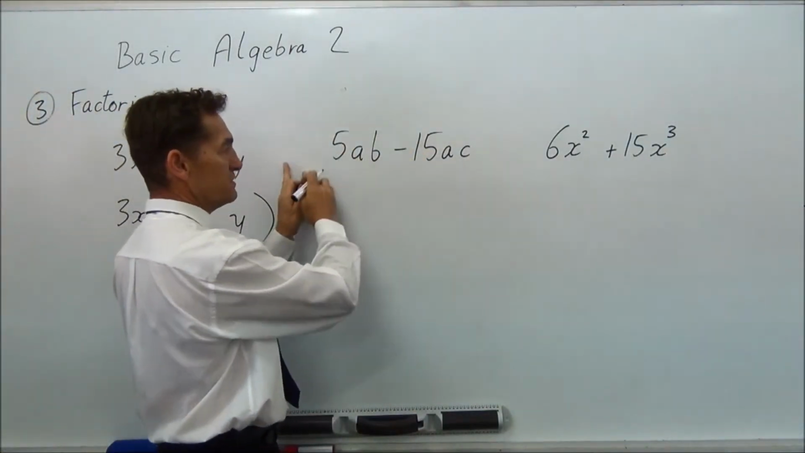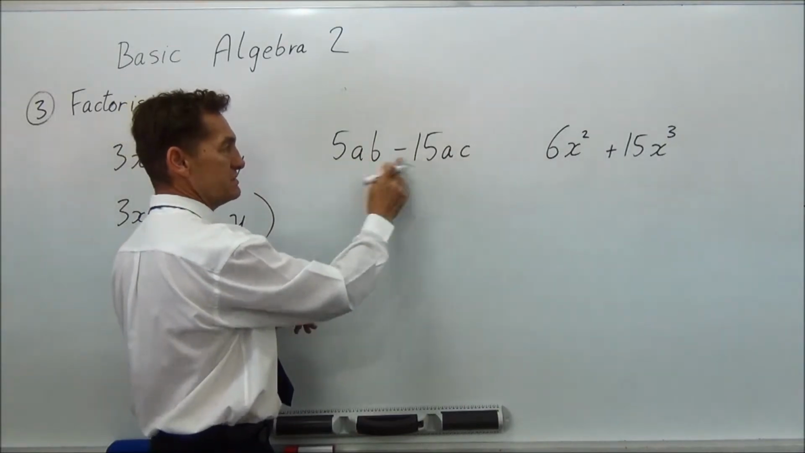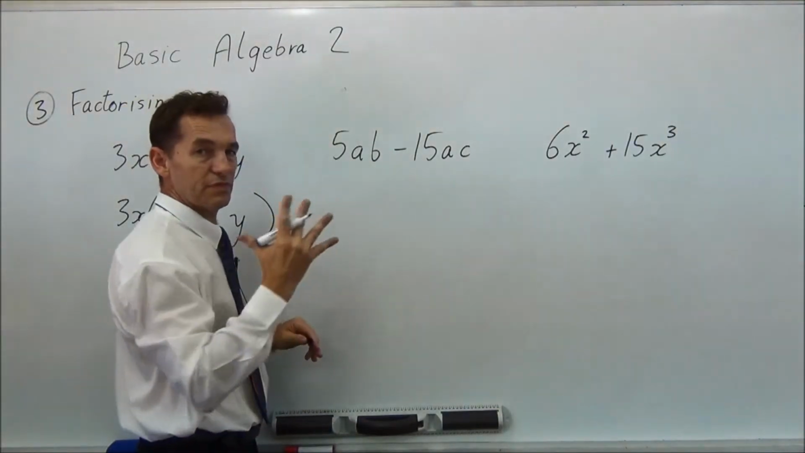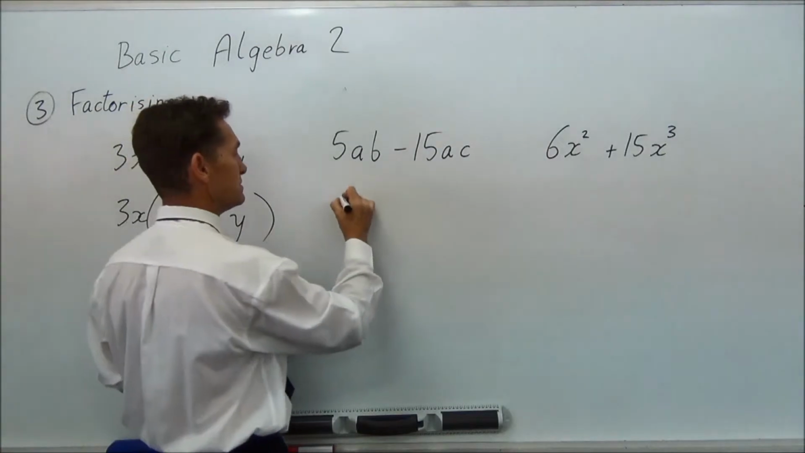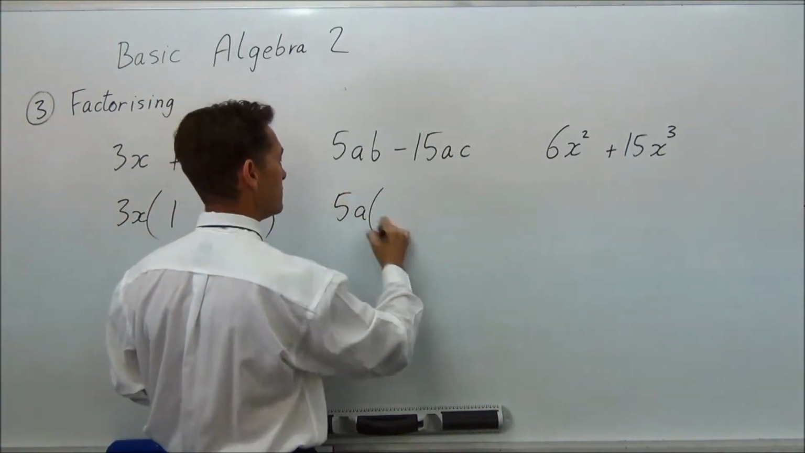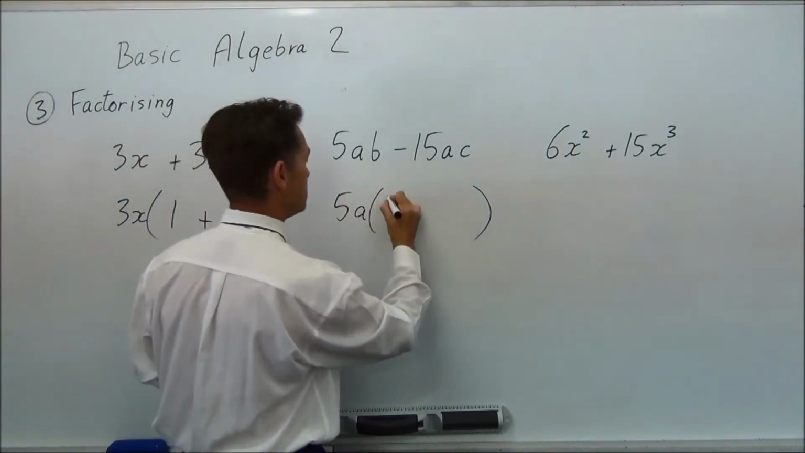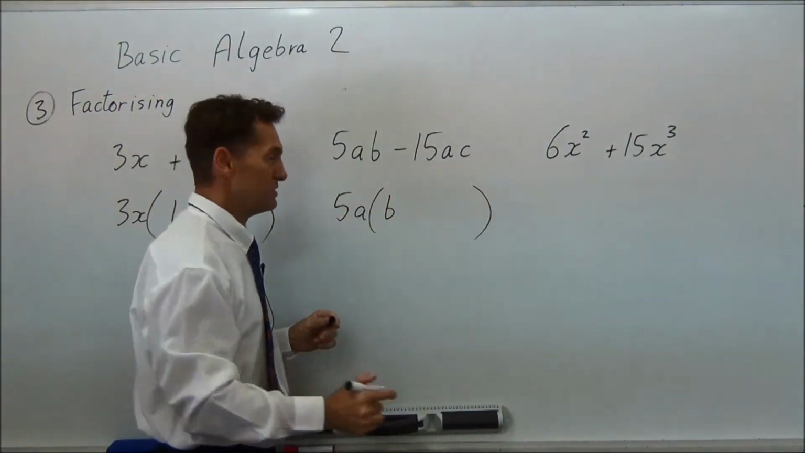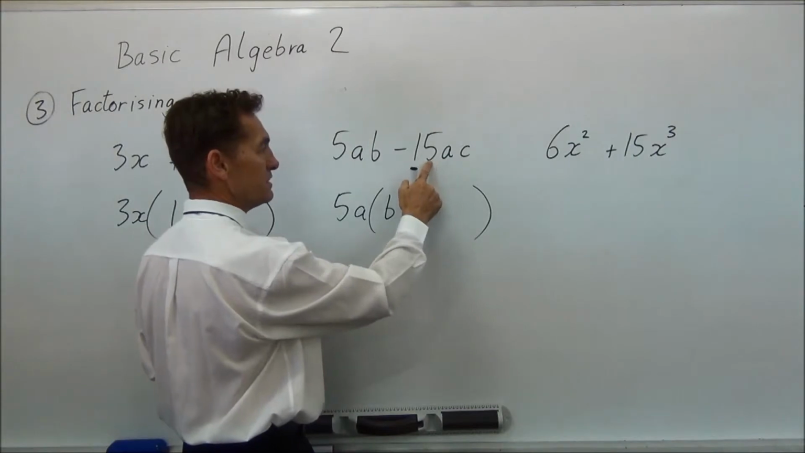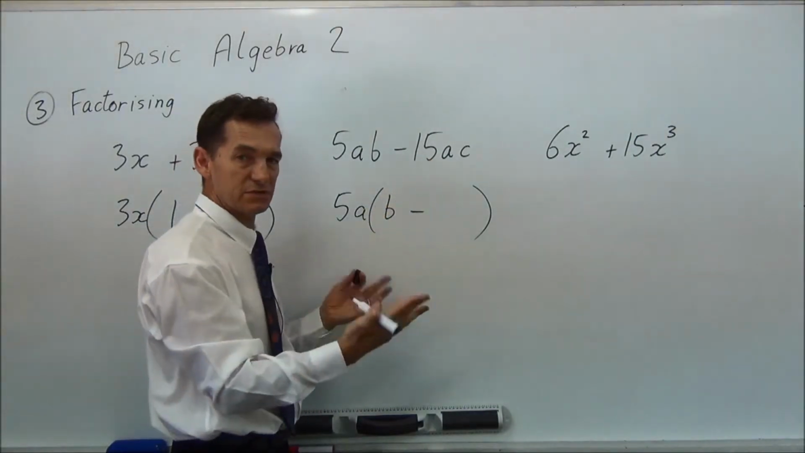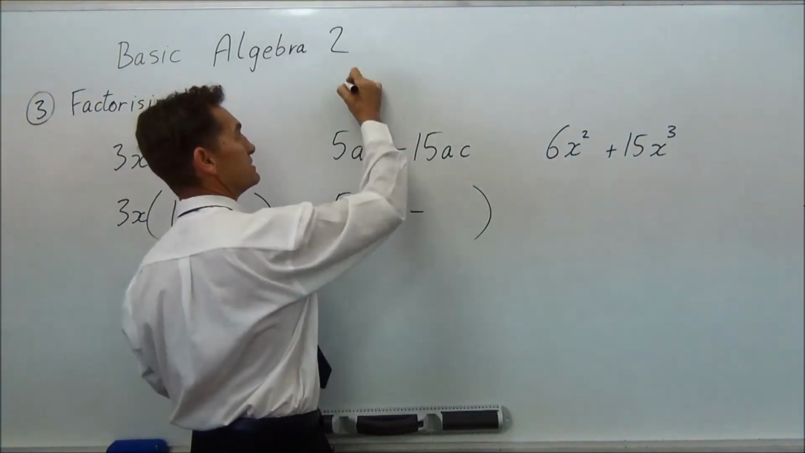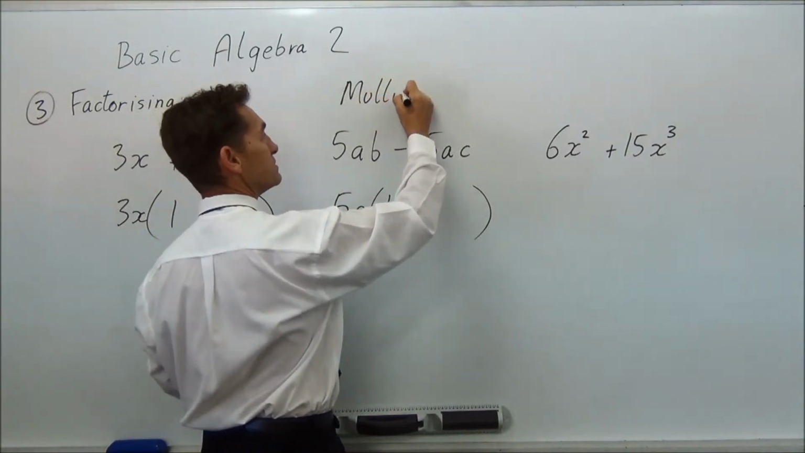The a's are common, so they can come out, but this isn't common unless you only take out the 5, because that's a common factor. So we can take out 5a. What have you got left here? Well, this bit's easy. You're left with just b. So that bit should be pretty straightforward. Minus, now this is the harder bit, where you've got to actually do 3 times 5. Remember, what's our word? Multiplication.